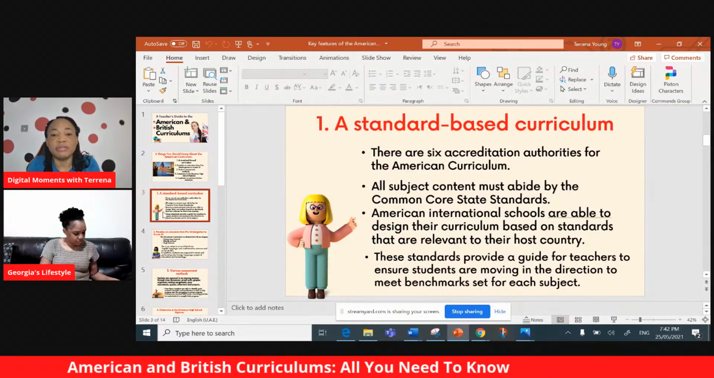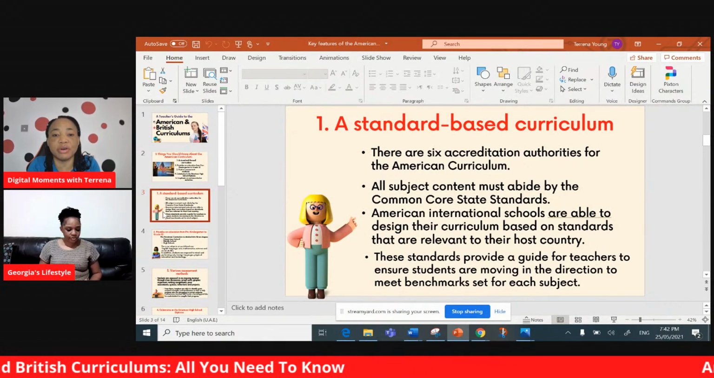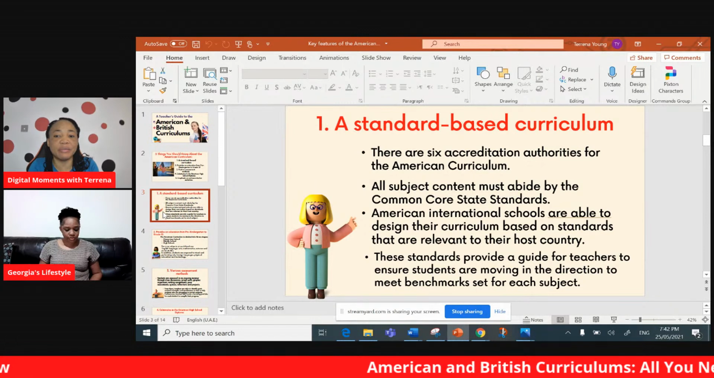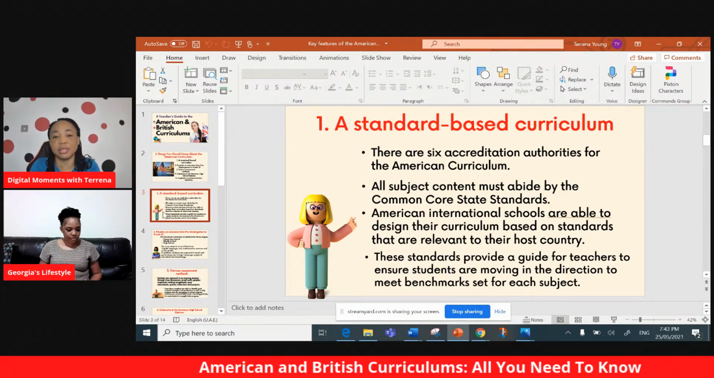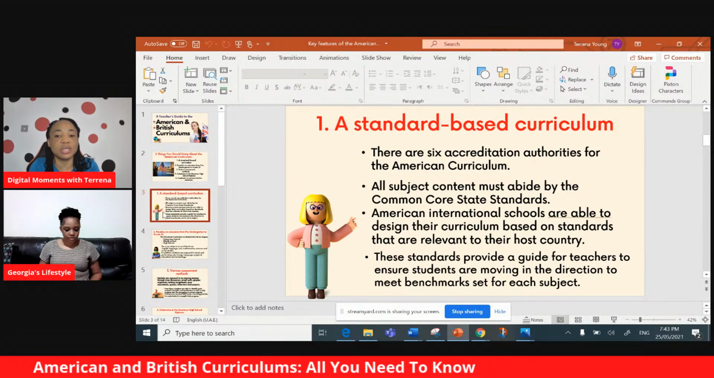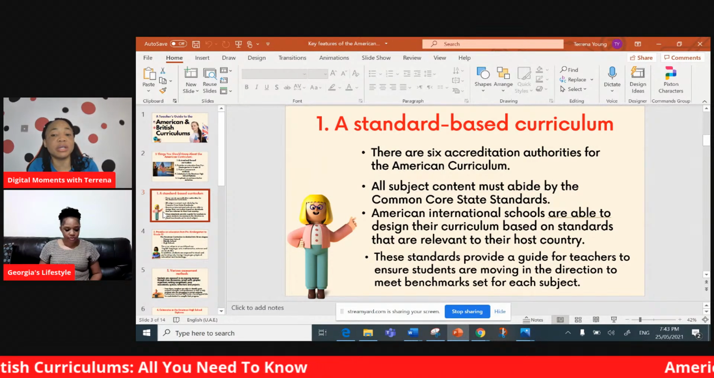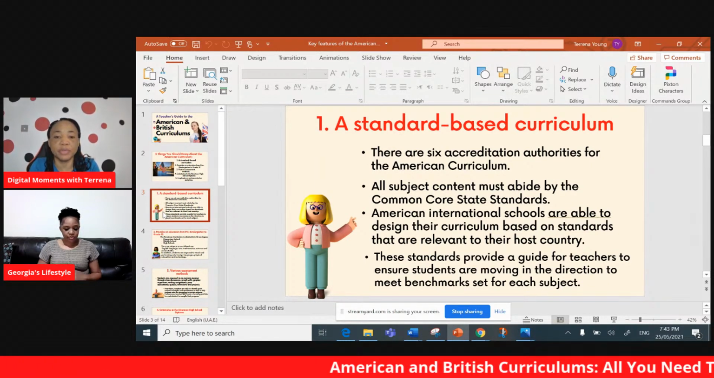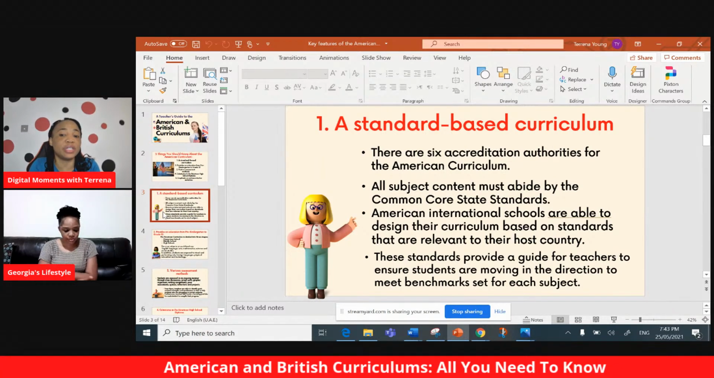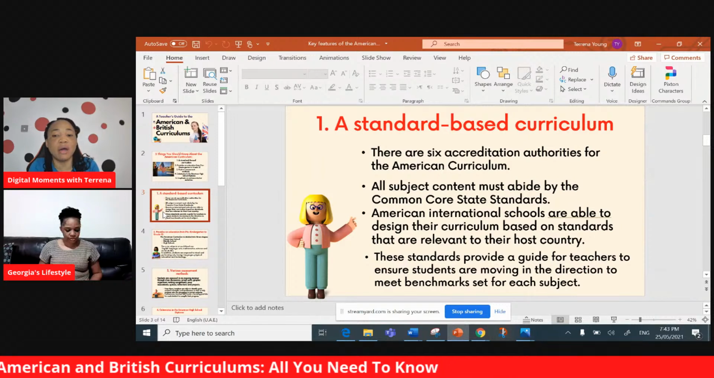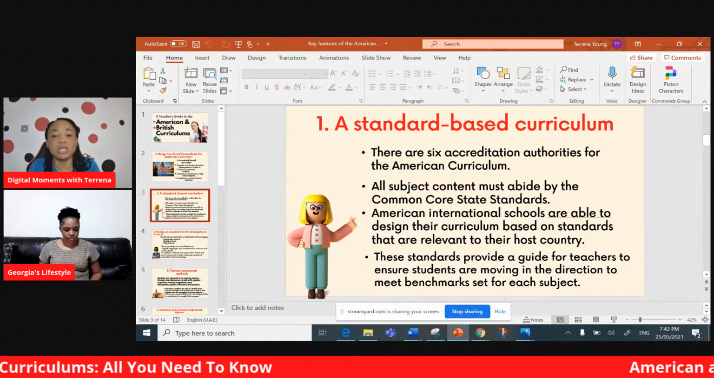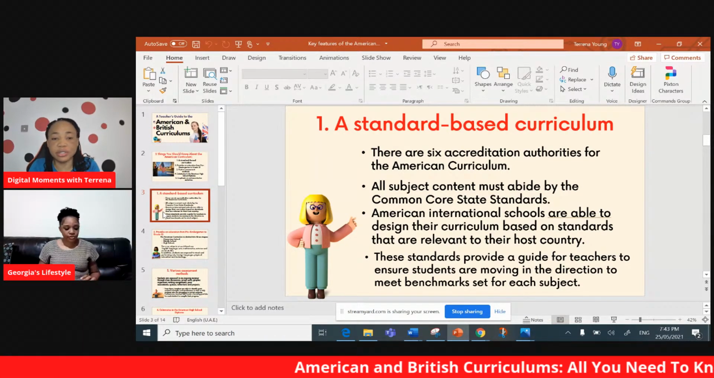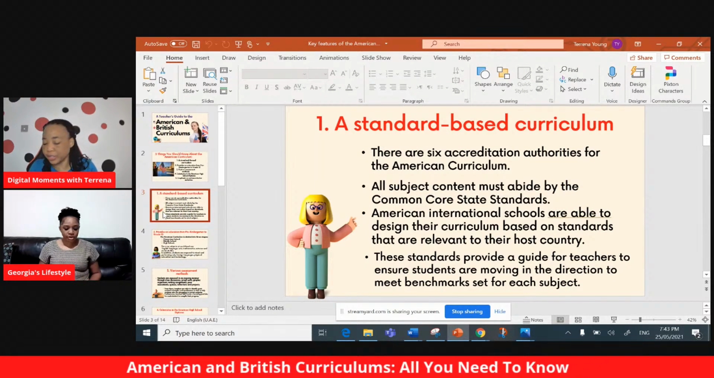So number one, there are 6 accreditation authorities for the American curriculum. All subject content must abide by the Common Core state standards. American international schools are able to design their curriculum based on standards that are relevant to their host country. These standards provide a guide for teachers to ensure students are moving in the direction to meet benchmarks set for each subject. Okay? So Georgia, do you want to elaborate on any of these points?